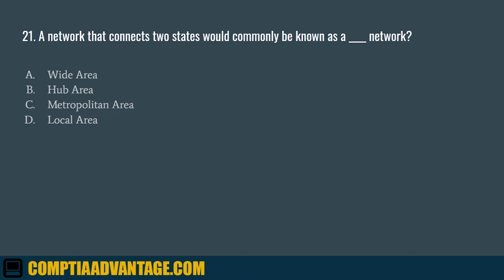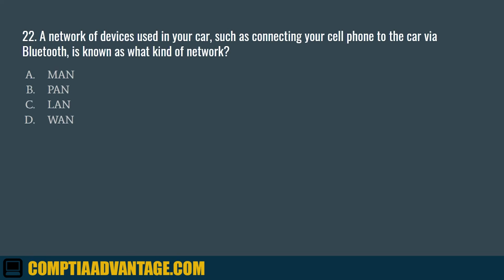Question 21. A network that connects two states would commonly be known as a blank network. A. Wide area. B. Hub area. C. Metropolitan area. D. Local area. The correct answer is A. Wide area.